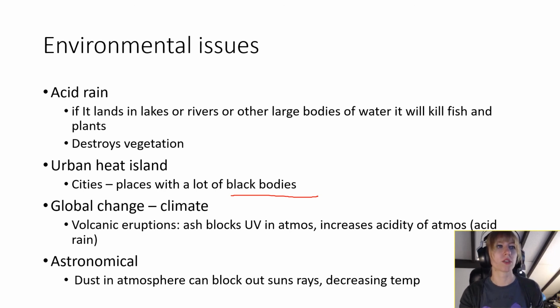We also have global change, or climate, which can be caused by volcanic eruptions. Like ash will block UV radiation in the atmosphere. It will increase acidity. And then we have astronomical issues, which is just dust in the atmosphere that can block out the sun's rays, decreasing temperature. And this can happen from, I don't know, an asteroid. And then we have just natural astronomical dust that comes in as well, which we'll learn later, it causes natural reddening of space.